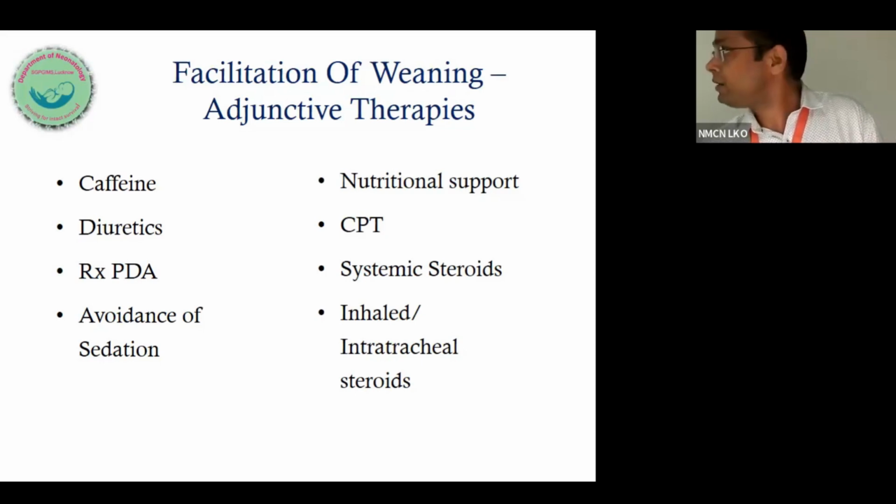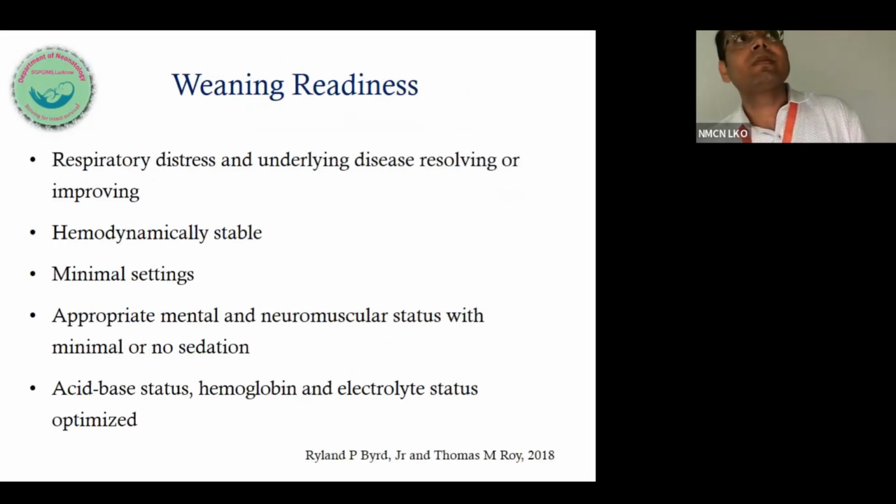Then use of intratracheal steroids, which can help in facilitating the extubation, but at the cost of mortality. So that also has to be weighed. So how do we define that the child is ready for extubation?